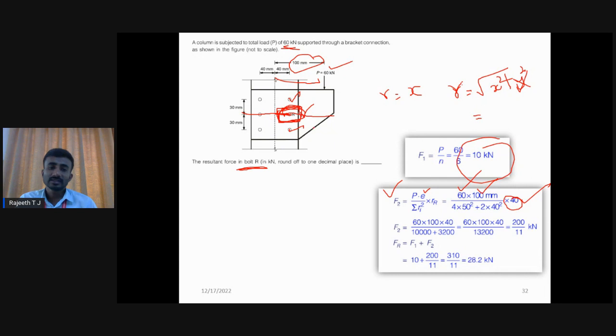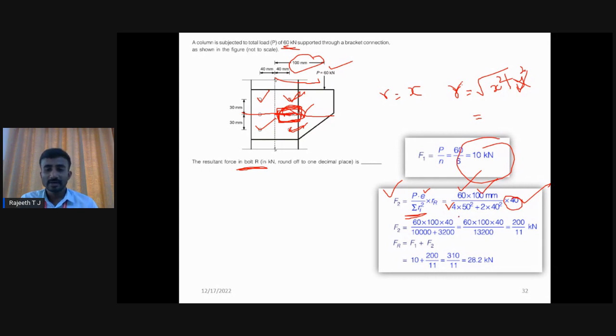Now the next thing is how to calculate sigma r square. Since we have 6 bolts, we can calculate x square plus y square for all the bolts. For the 4 extreme bolts, 1, 2, 3, 4, the x value will be 40 mm and the y value will be 30 mm. For the other two bolts, the x value will be 40 mm and the y value will be 0.